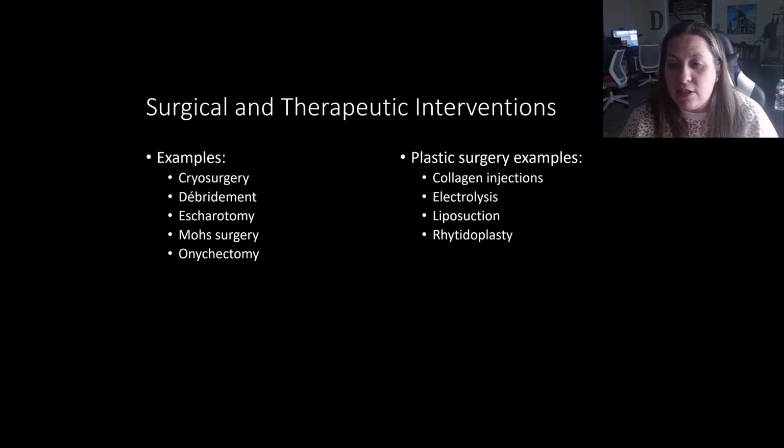Mohs surgery is tissue sparing and is often used on the face. So thin layers of malignant tissue are removed. Each slice is examined microscopically for the margins until you find clear margins. This way we're not cutting out huge areas of the skin.